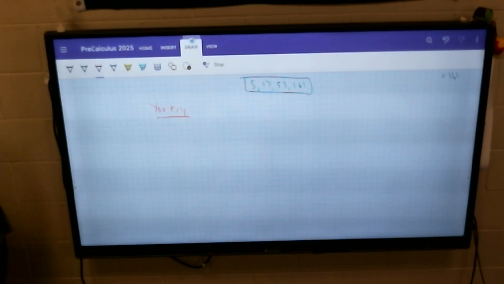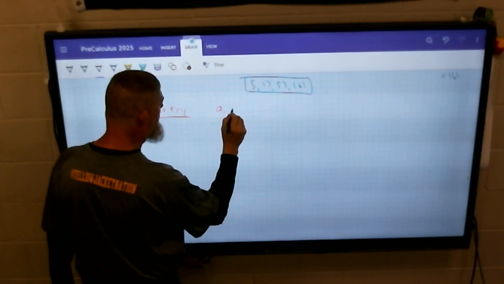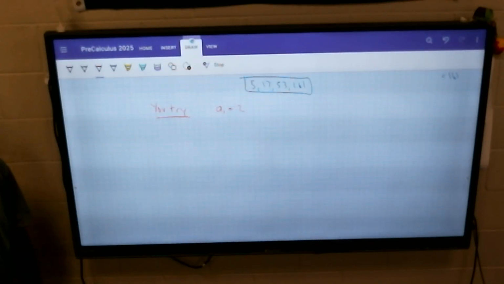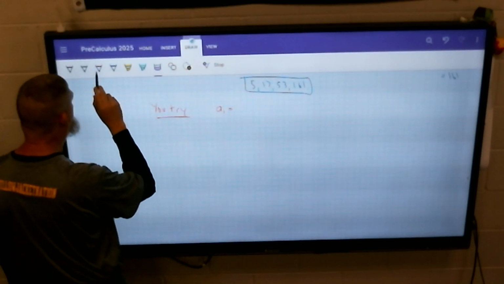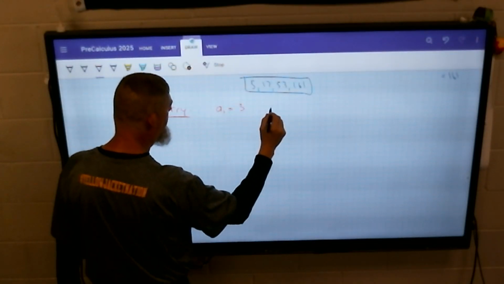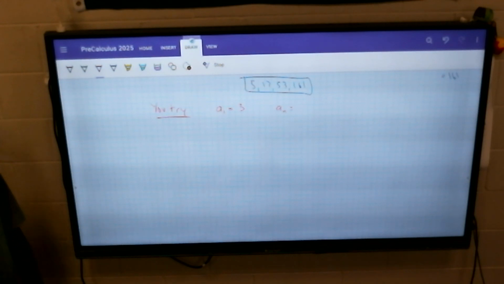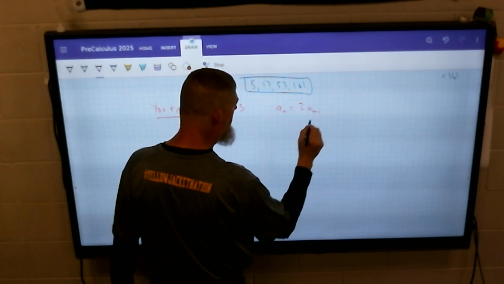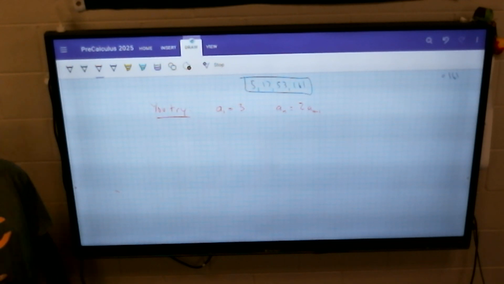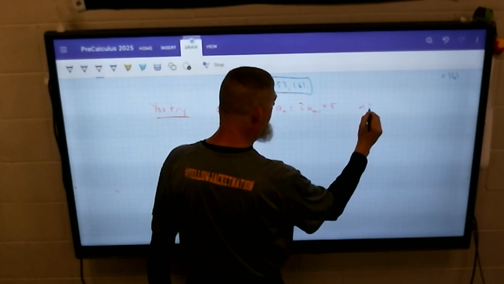So what am I going to give you? Say I give you the first one, A sub 1 equals 3. A sub n is going to be equal to 2, here's where the 2 comes in, 2 times A sub n minus 1 plus 5, for n is greater than or equal to 2.